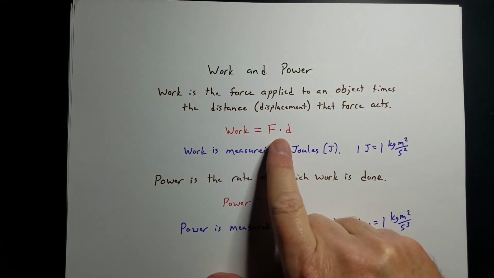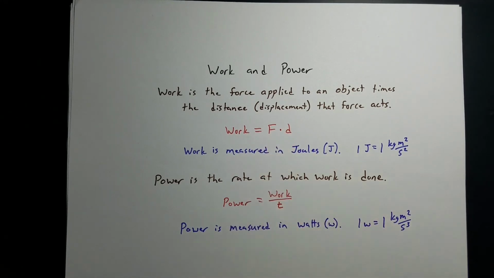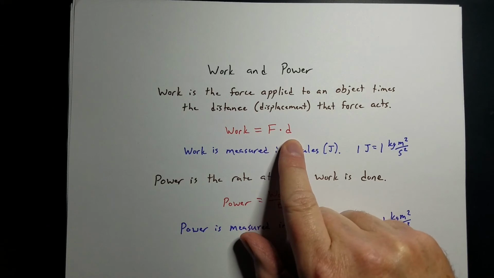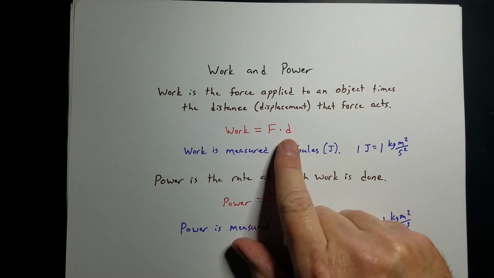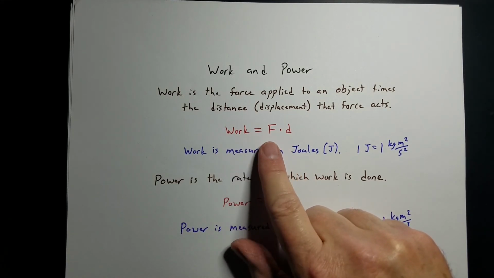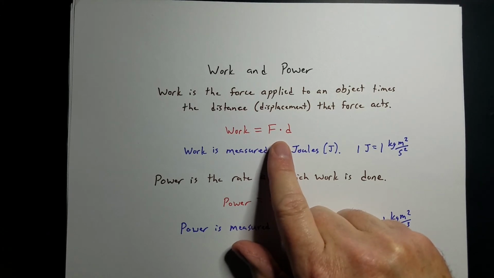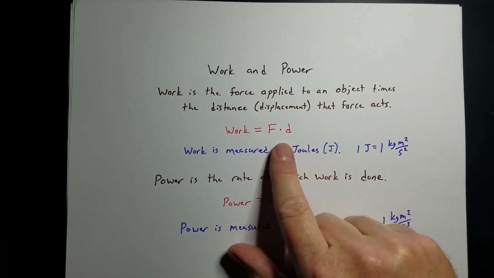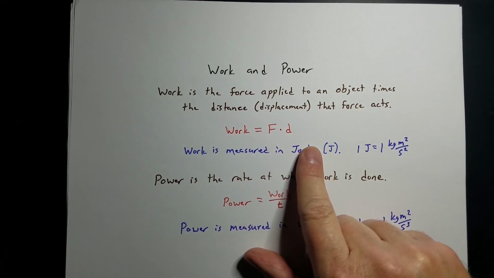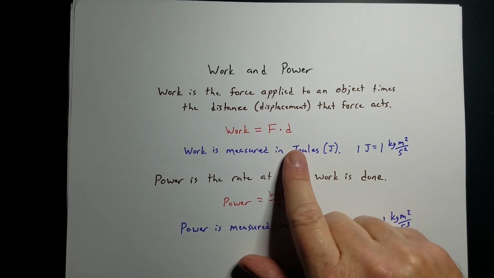Now that dot means something. For us, that means it's what's called a dot product. And that means force and distance have to be along the same dimension, or at the very least components of force and distance have to be along the same dimension. If it's not, then we can't multiply them together. So if the force was up and the distance was sideways, they're not in the same dimension. We couldn't actually put them together.